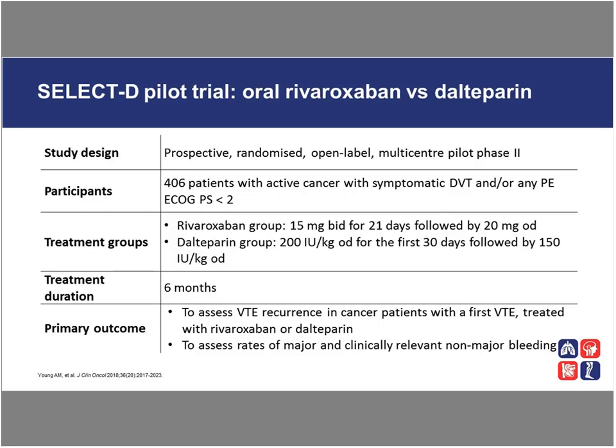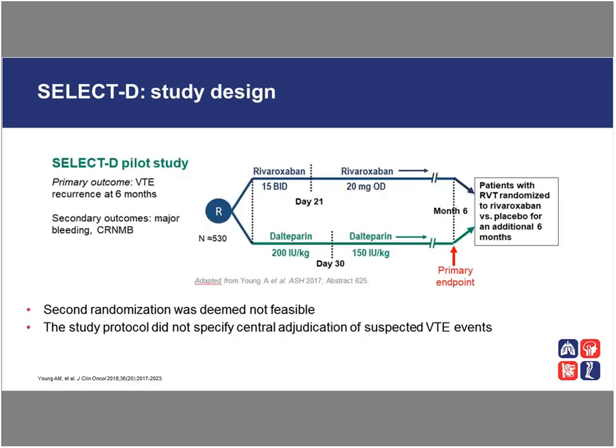And here, the primary outcome was to assess VT recurrence in cancer patients with a first VT treated with rivaroxaban or dalteparin, and also to assess rates of major and clinically relevant non-major bleeding. So this was the study design of the pilot study.